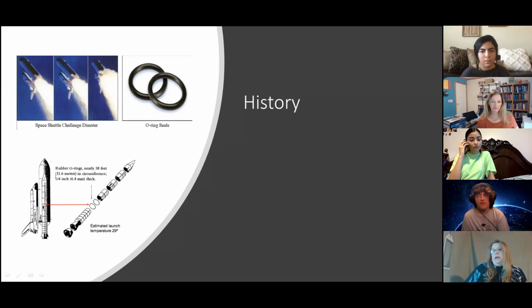That poor design opened the gap the rings were supposed to seal in the first second after ignition. It could not contain the pressure of hot gases produced by burning rocket fuel. Flames burned through the booster wall, causing the booster to tear away from the external tank. The tank ruptured and spilled highly flammable liquid hydrogen and liquid oxygen.